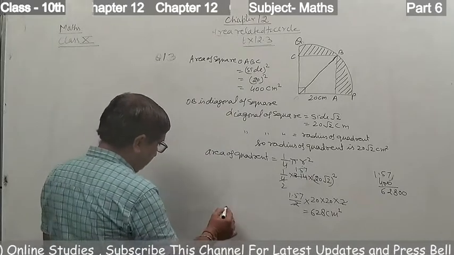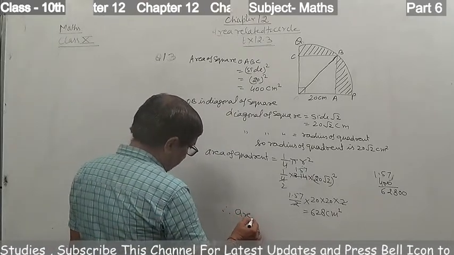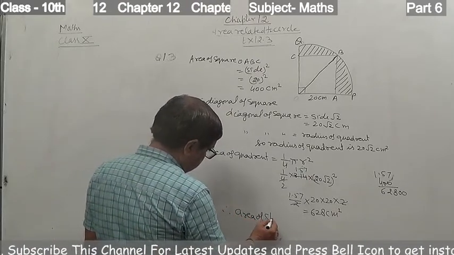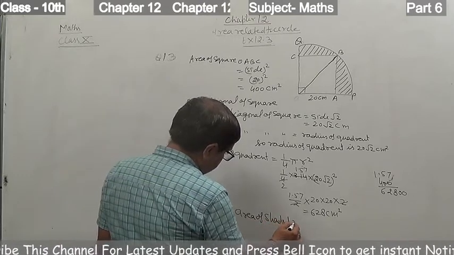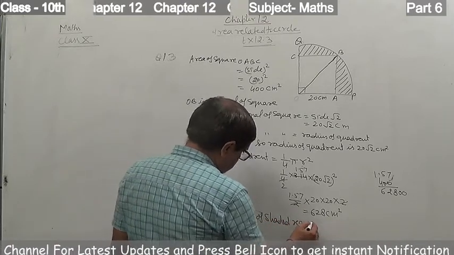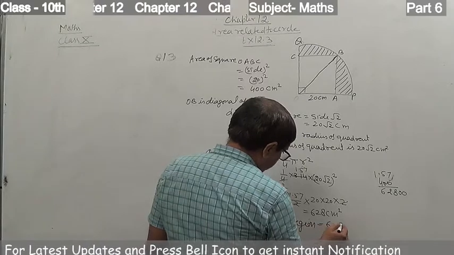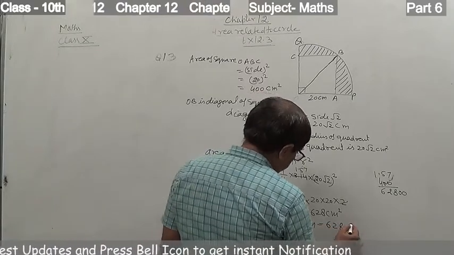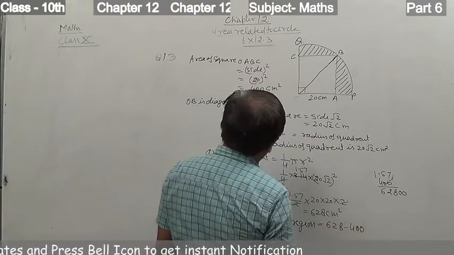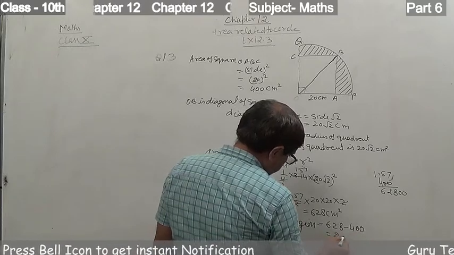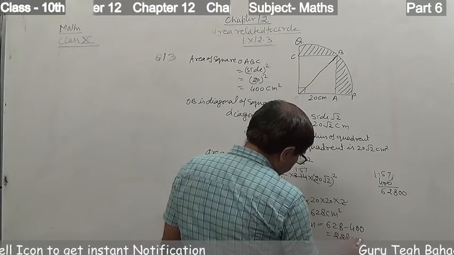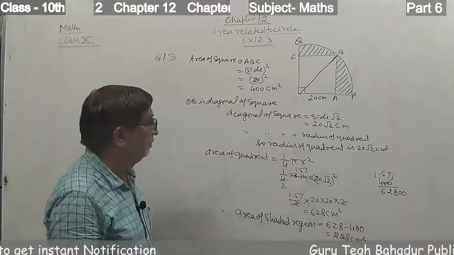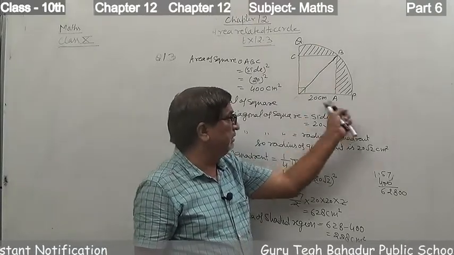Therefore, area of shaded region is 628 minus 400, that is 228 centimeter square. So this is your quadrant.